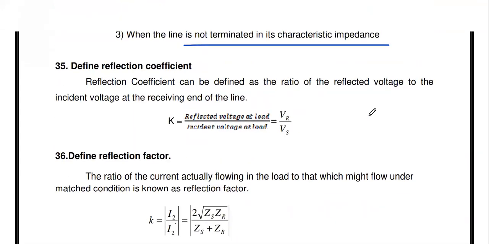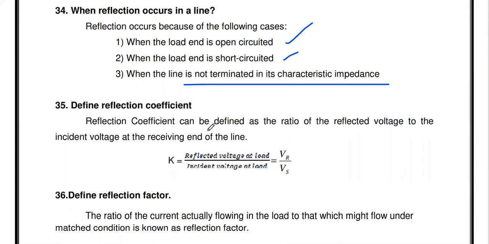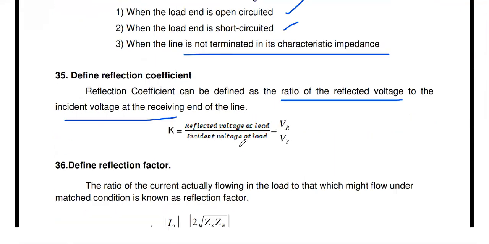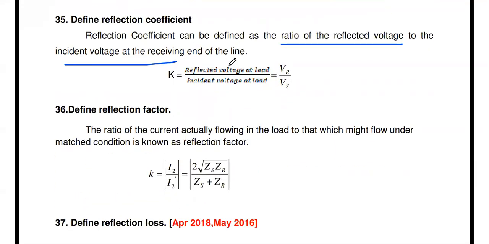Then the very important question, reflection coefficient. Reflection coefficient can be defined as the ratio of reflected voltage to the incident voltage at the receiving end. That is, how much voltage is reflected divided by how much voltage is incident at the load; that ratio we call the reflection coefficient. It is denoted by K. The value of the reflection coefficient is always between 0 and 1.